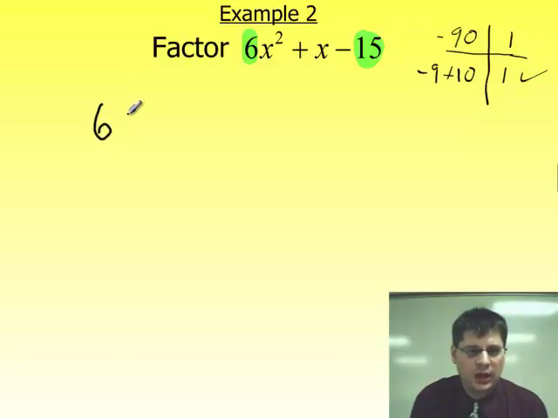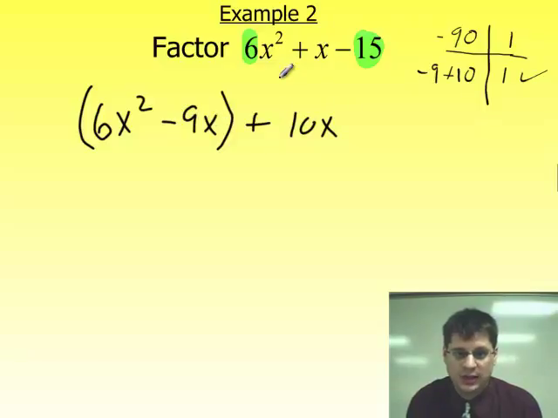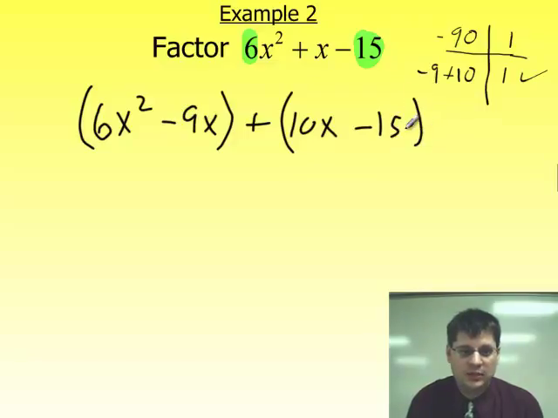So we got 6x squared, and then I'll just do the 9x first. Again, it doesn't matter. That'll be my first grouping. Plus 10x. So add those together, it gives me the 1x. So I'm not changing the value of that middle x. Minus 15. All right, so I look at the first grouping and I say, what do they have in common? What can I factor out? I can pull out a 3x, which leaves me with a 2x minus 3.